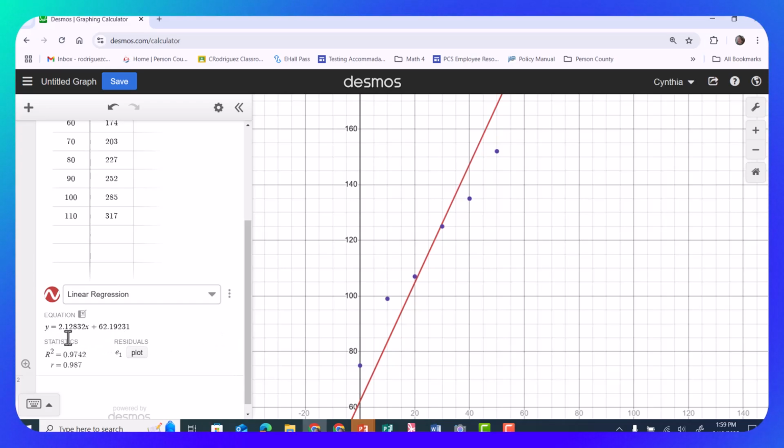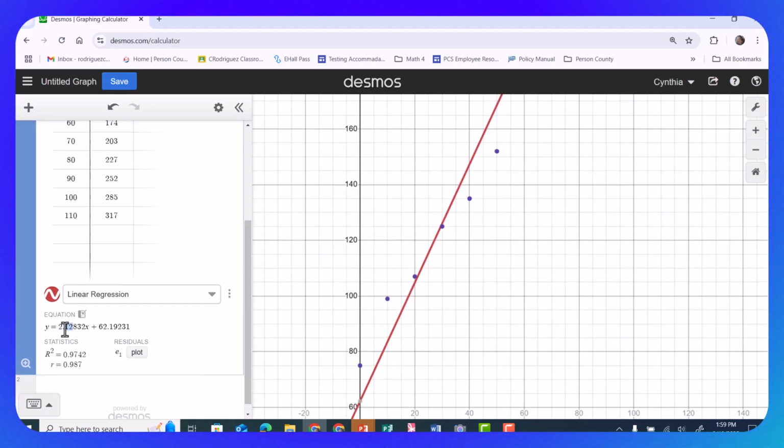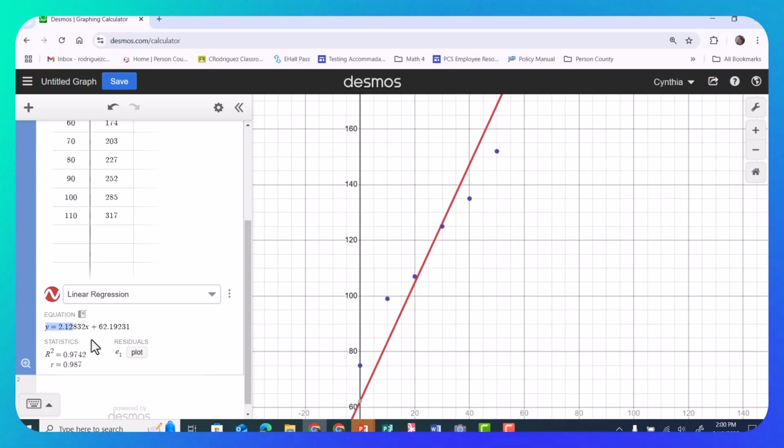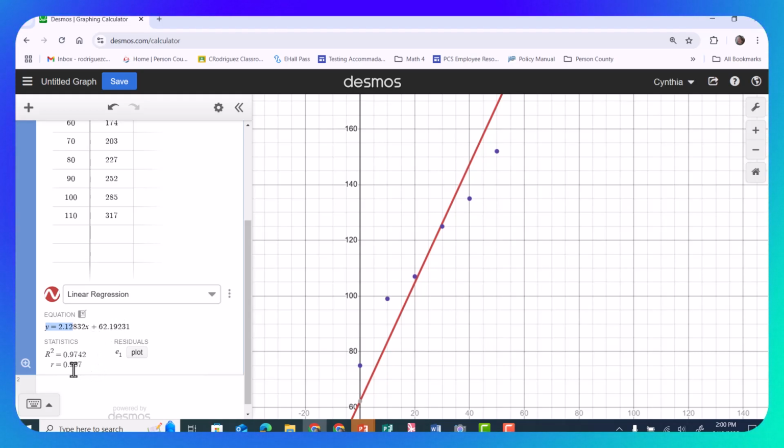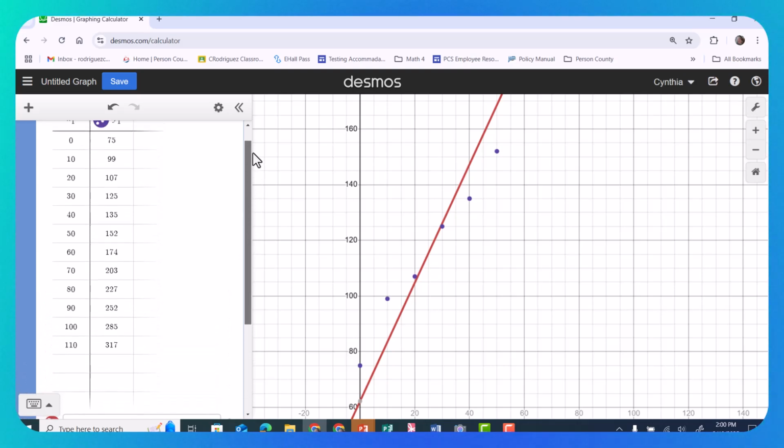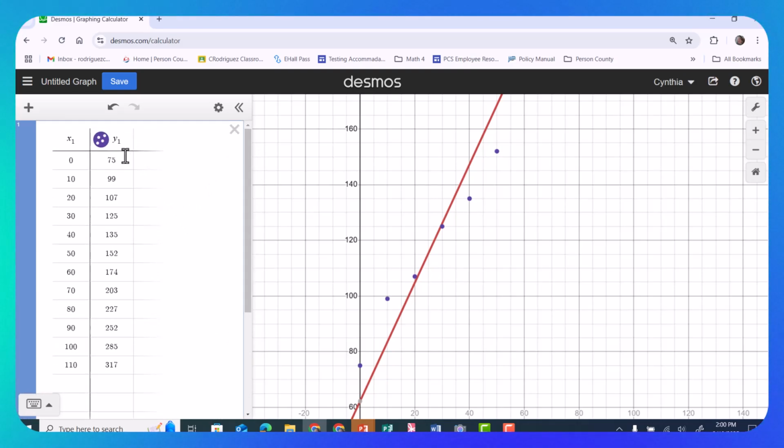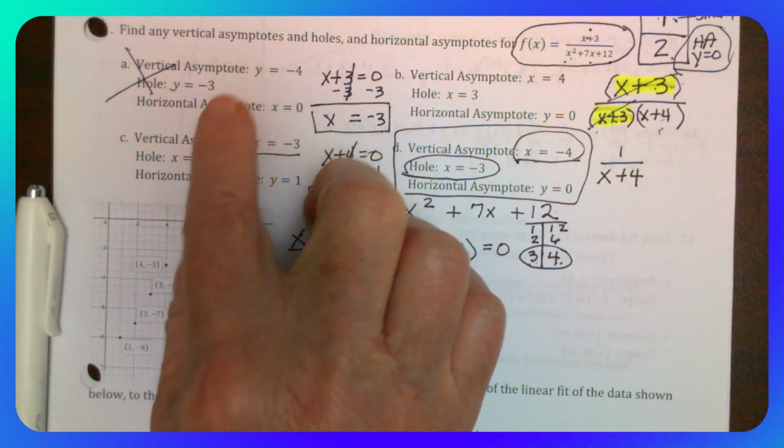And here's the equation. So we're asked to write the equation rounding to the nearest 2 decimal places, or the nearest 100th. So we can take that equation, y equals 2.12. The 8 is going to bring that up to 2.13 x plus 62.19. The 2 is not going to change the 9. Okay, the correlation coefficient here we see is close to 1. That means that there is a close correlation between the years and the population, and it's a linear regression.